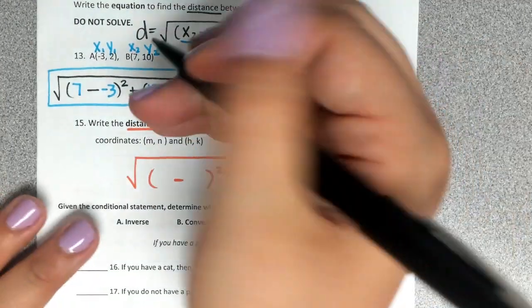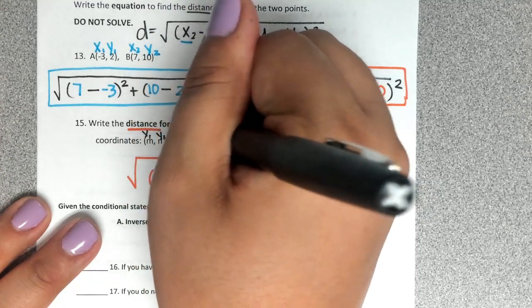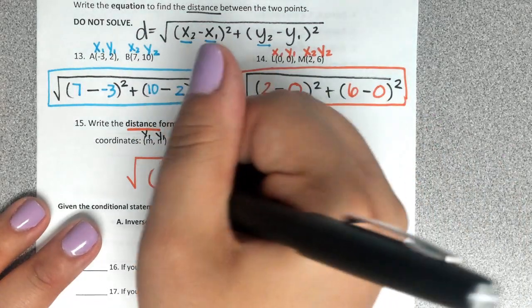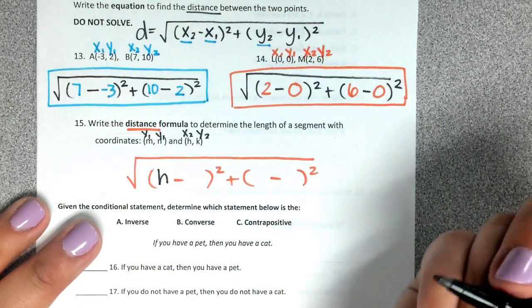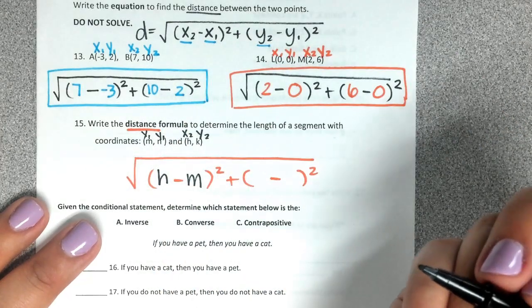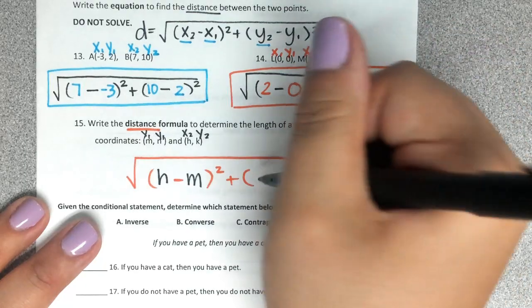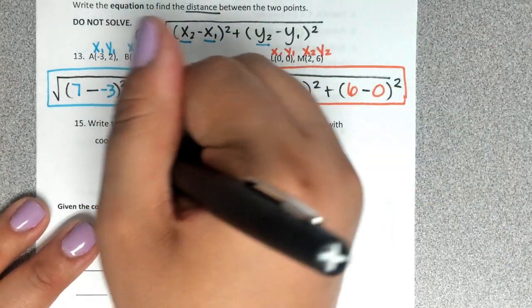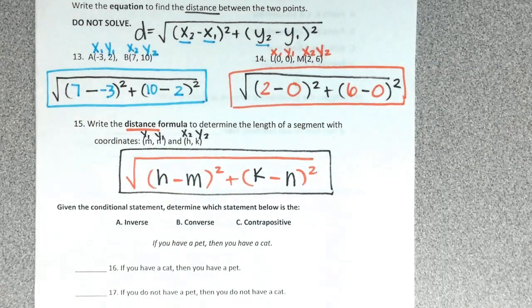And then just label x1, y1, x2, y2. My x2 is h. What's my x1? So h minus m. Is that weird? But is it okay? Yes. What's my y2? Okay. Minus y1. And that's all you're doing.